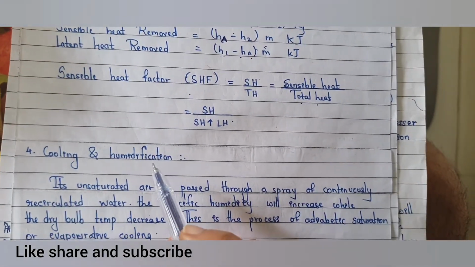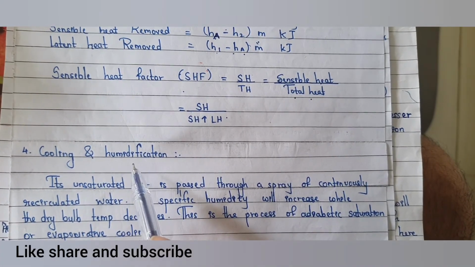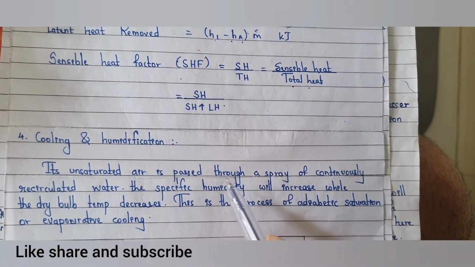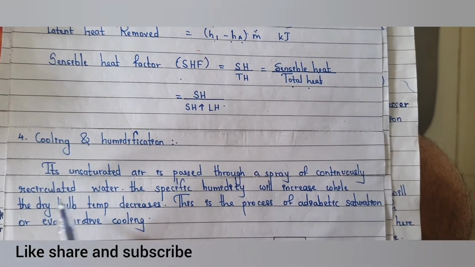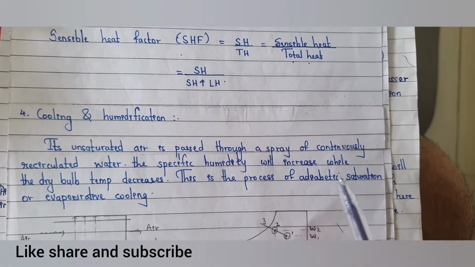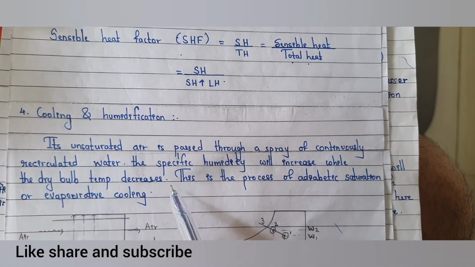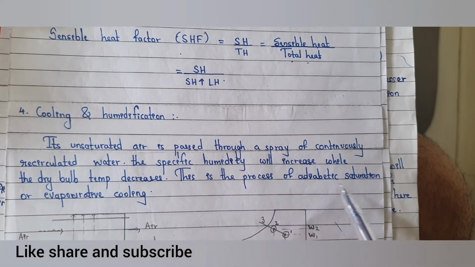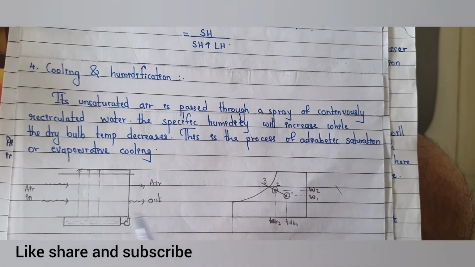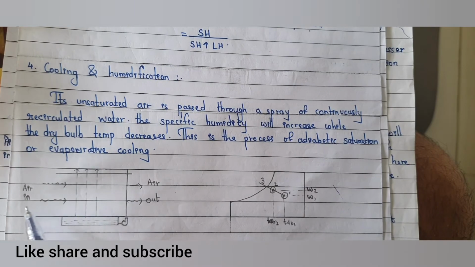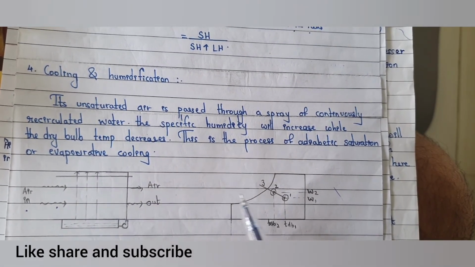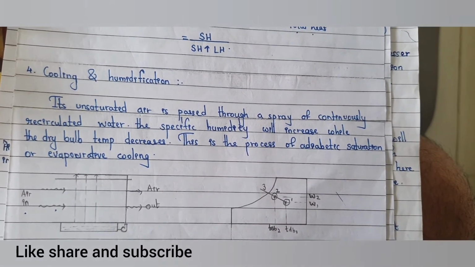Further, now next point, humidification with evaporative cooling. Unsaturated air is passed through a spray of continuously recirculated water. The specific humidity will increase while the dry bulb temperature decreases. This is the process of adiabatic saturation or evaporative cooling. Here down the diagram is shown. The air is inlet and the air is outlet, and here the graph is also drawn.